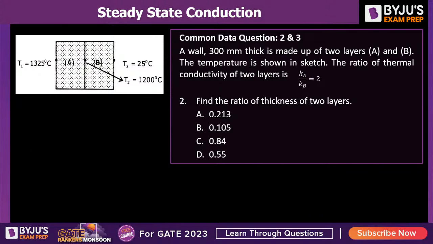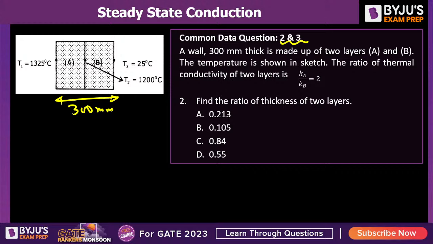Alright. The next question, common data for second and third question. Read the question and try to get your answer. A wall which is 300 mm thick is made up of two layers A and B, which is shown in the figure. The temperature is shown in the sketch.